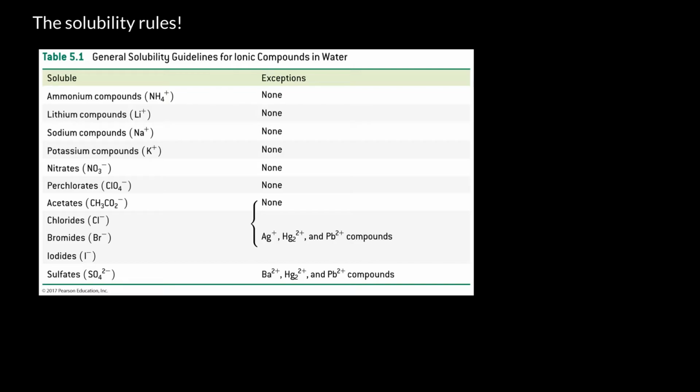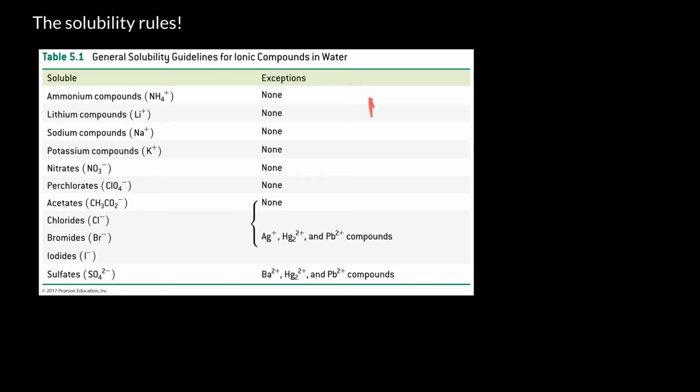But if we go down and we look at, say, iodides, all iodides are soluble unless they have silver, mercury, or lead. And all sulfates are soluble unless they have barium, mercury, or lead attached to it. So if you're not on this list, you are considered to be insoluble, unless it's something like water, where water is soluble in water, of course. So we should go ahead and try using this list. Let's write down a couple of ionic compounds and use the rules.